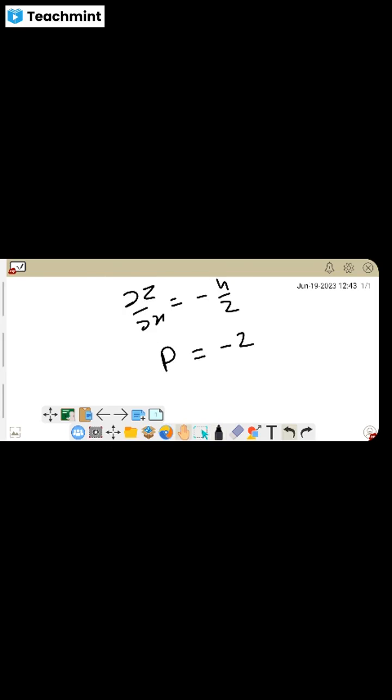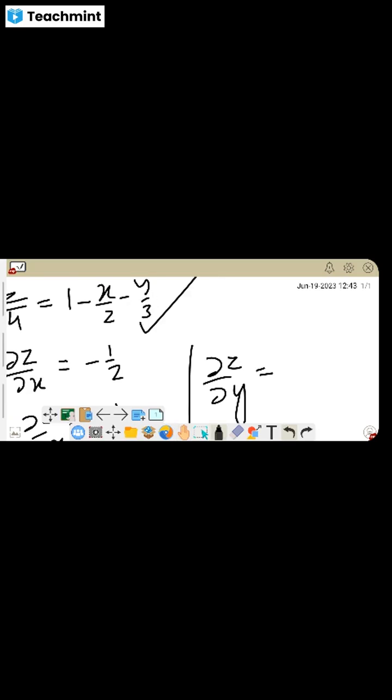And now let us find del z over del y, which is equal to minus 1 by 3.